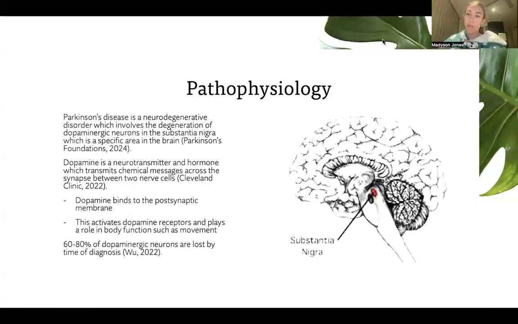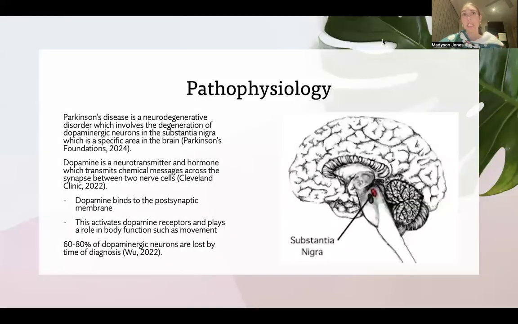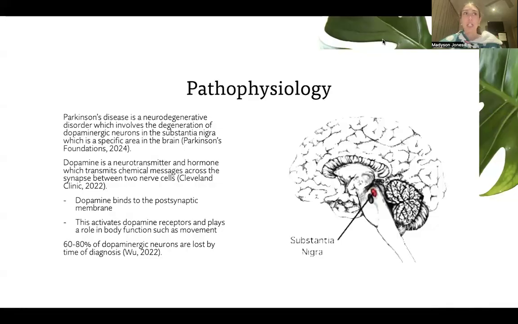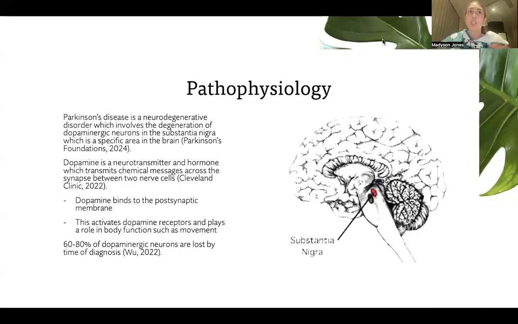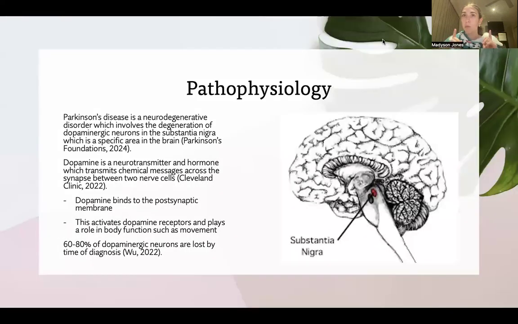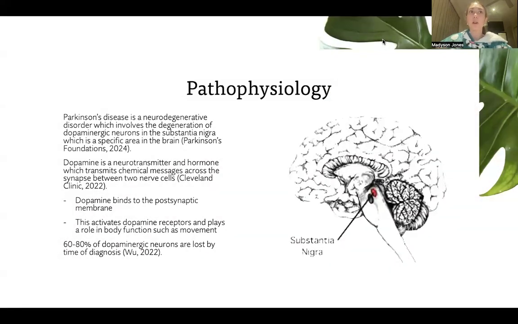So, as we begin to look at the pathophysiology of Parkinson's disease, it's important to first understand what this disease actually is. Parkinson's disease is a neurodegenerative disorder which involves the degeneration of dopaminergic neurons in the substantia nigra, which is a specific area in the brain. Dopamine itself is a neurotransmitter and a hormone, which transmits chemical messages across the synapse between two nerve cells. When it crosses this synapse, it binds to the postsynaptic membrane, where it's able to activate dopamine receptors, where dopamine can be used in body functions such as movement, memory, and motivation.